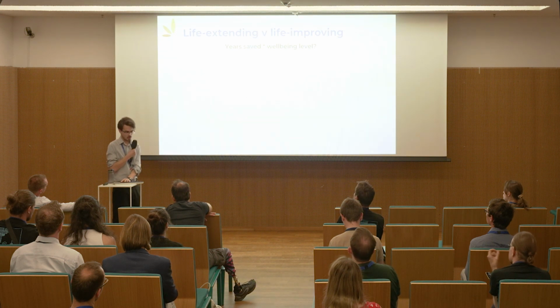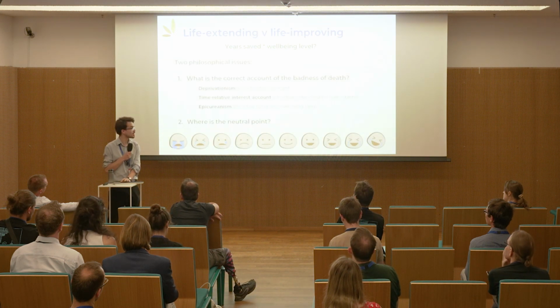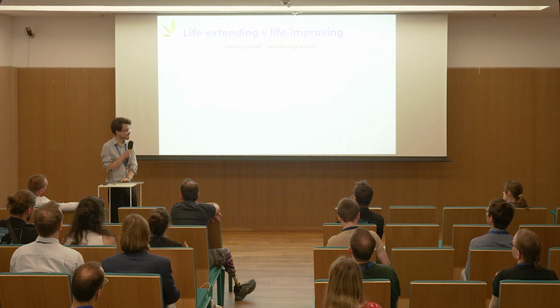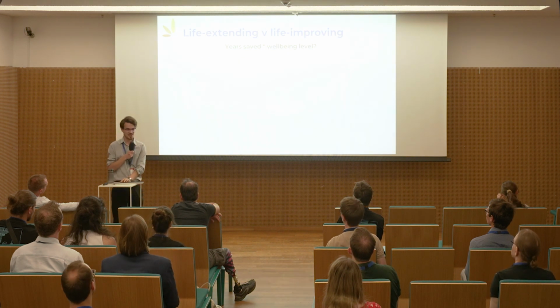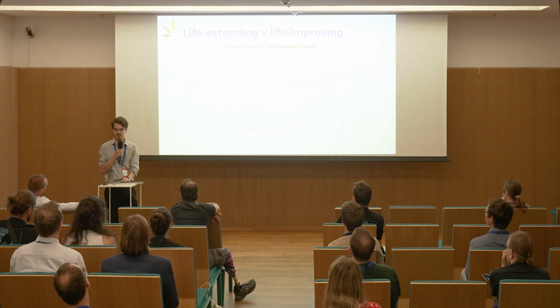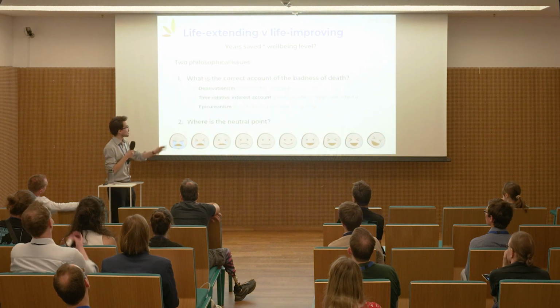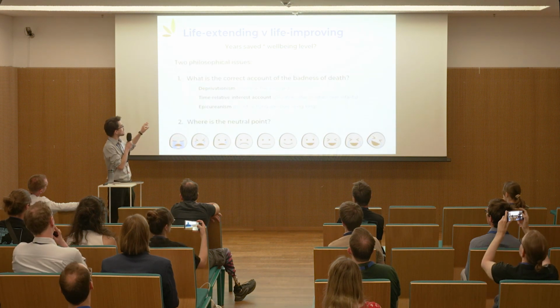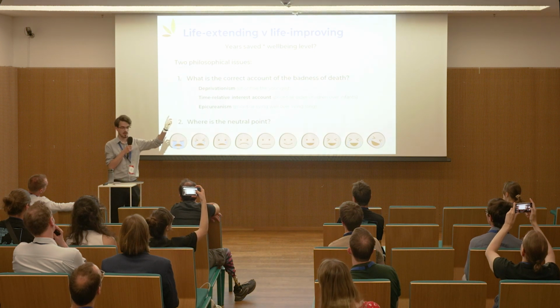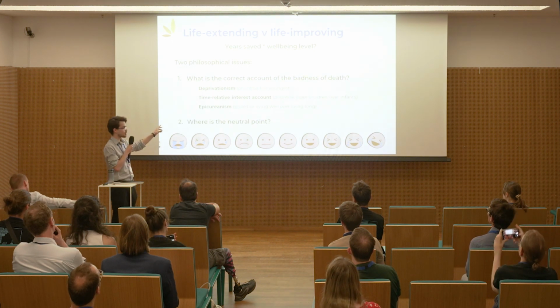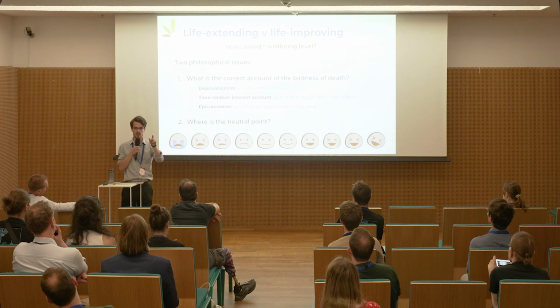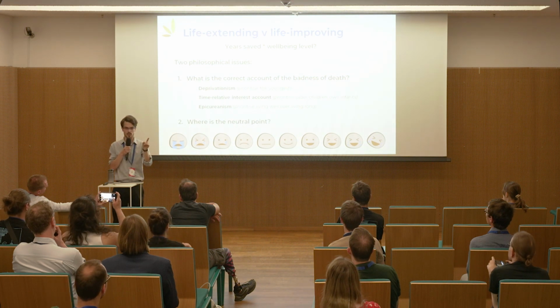So you might think, well, on your graph earlier, Sam, it was quite clear. Surprise. It was quite clear. You take years saved times the well-being level, and that's the well-beings you've produced. But actually, there are two important philosophical questions here. One is, what's the correct account of the badness of death? And the other is, where's the neutral point? Where's the point in the scale where people go from positive to negative well-being?